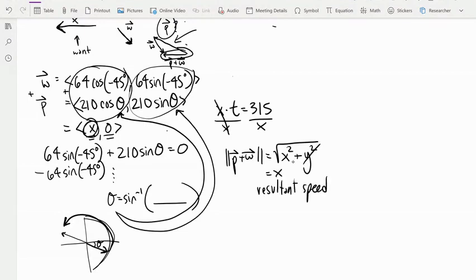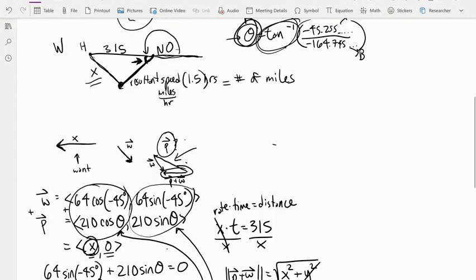And then 315 divided by your resultant speed. Because remember, rate times time is equal to distance. Distance equals rate times time, or rate equals distance over time, if you want to think about it that way. Your rate is the speed. That's your resultant speed. Okay, so that is kind of an overview of that part.